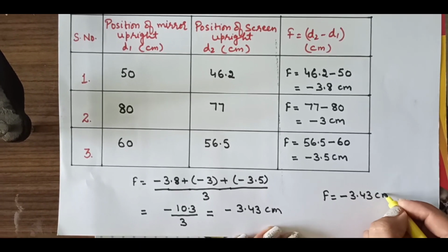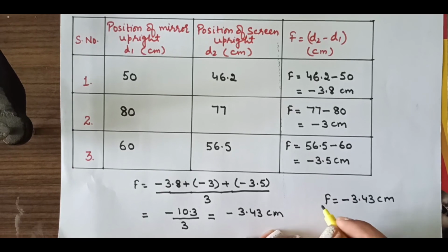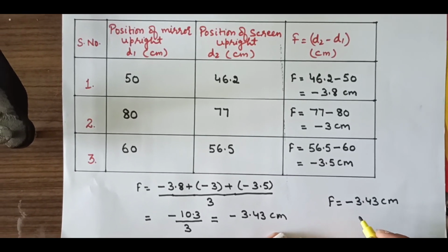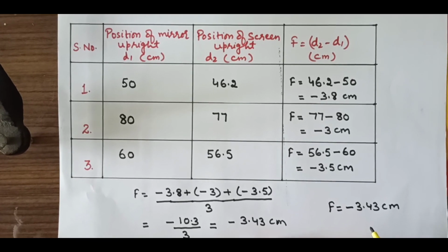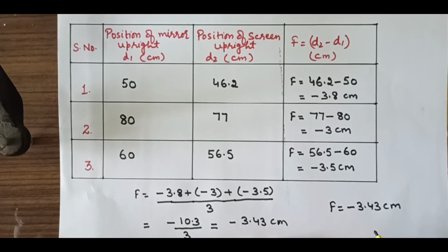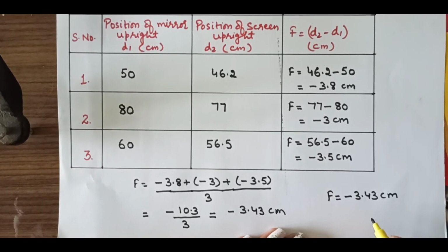It means the focal length of our concave mirror is minus 3.43 centimeter. Here the negative sign represents that the focal length lies in front of the mirror, and the focal length of a concave mirror is always negative. Now the result of this experiment is that the focal length of the concave mirror that we are using in this experiment is minus 3.43 centimeter. I hope this activity is clear to you and you have enjoyed it.